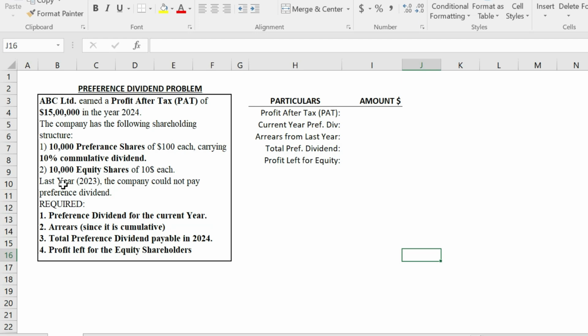$10 each. Point to be noted is that in the last year 2023, the company could not pay its preference dividend. Since these are cumulative preference shares, that dividend could not be forgotten. It becomes arrears and must be paid this year before equity shareholders get anything. Based on this information, we are required to calculate the preference dividend for the current year.